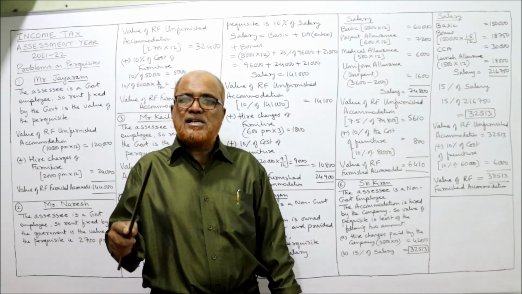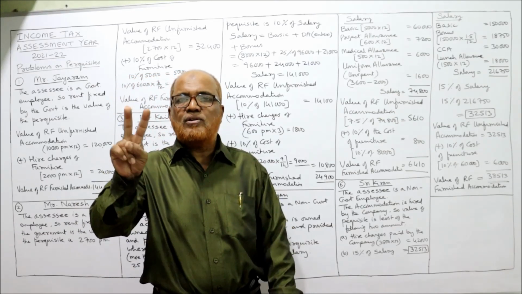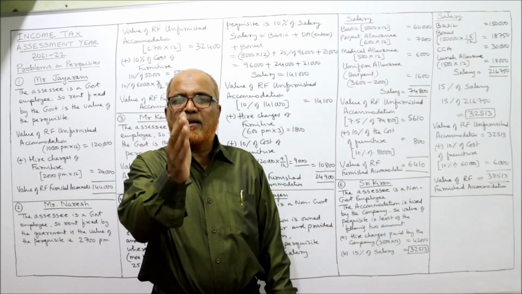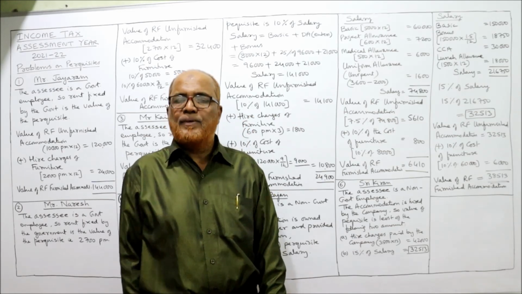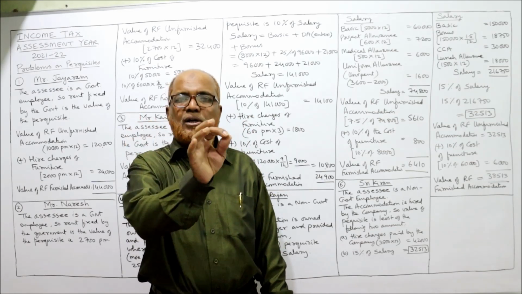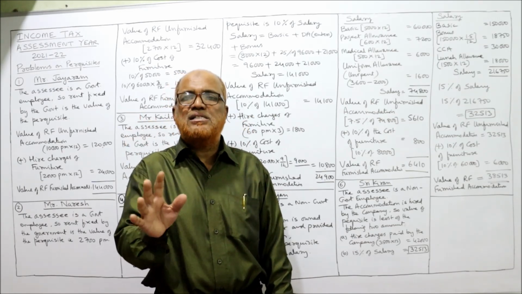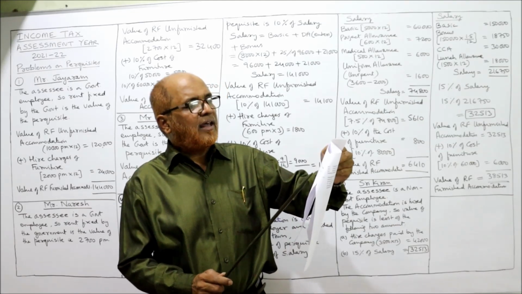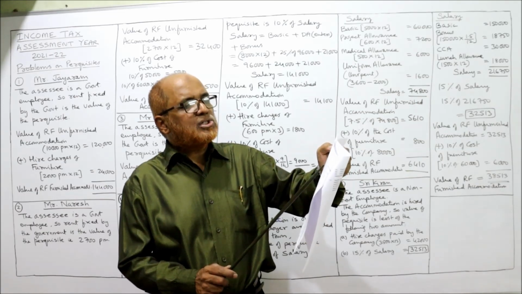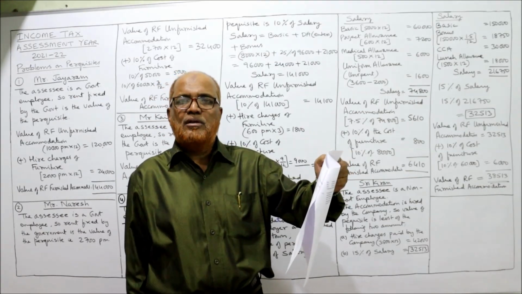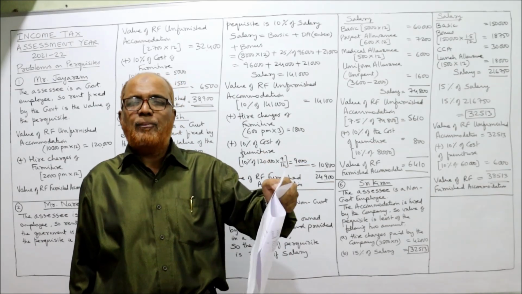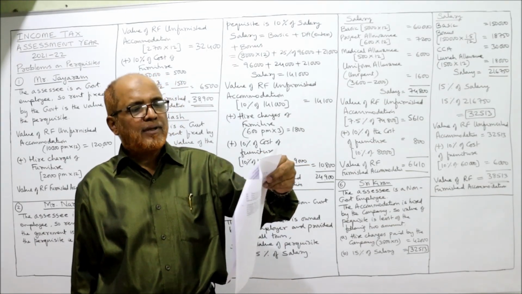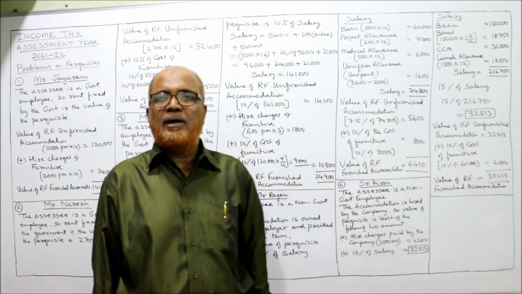When the accommodation is hired by the employer, the least of the following two is the value of the perquisite. First, rent paid by the employer. Second, 15% of salary. Whichever is least is the value of the perquisite. That's it. And fair rental value we don't require. The total cost of furniture provided is 60,000. So this is furniture owned by the employer. So 10% of 60,000, 6,000 rupees, we will add. Compute the value of rent-free accommodation.